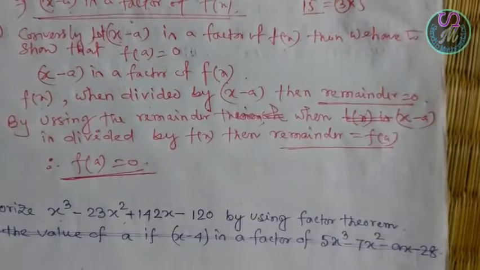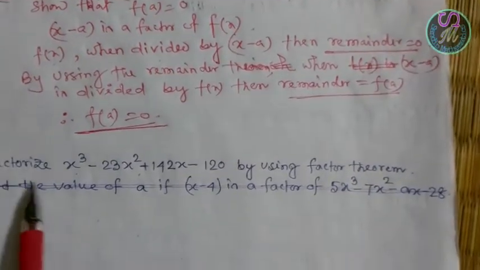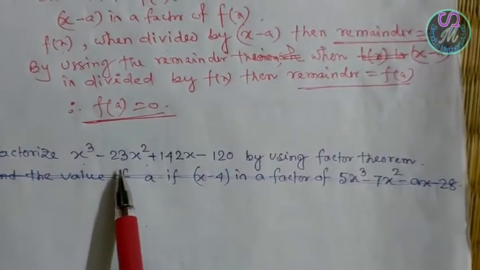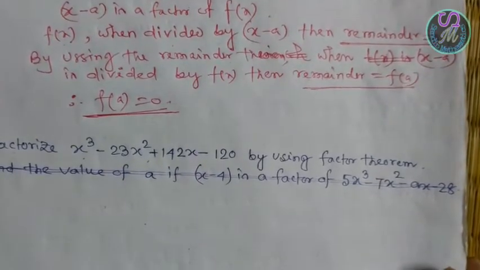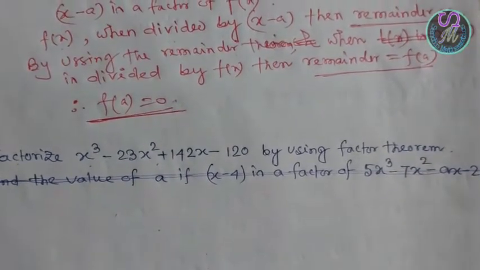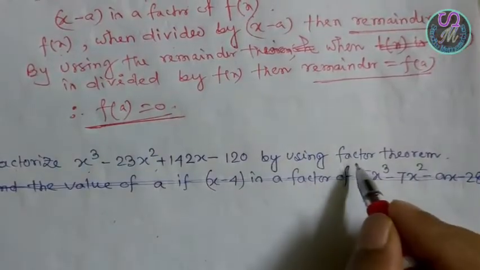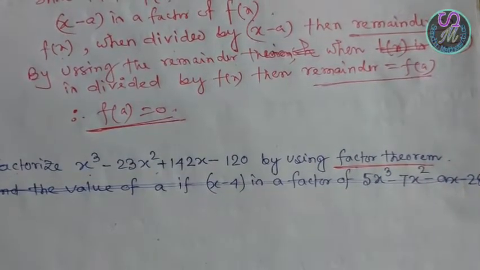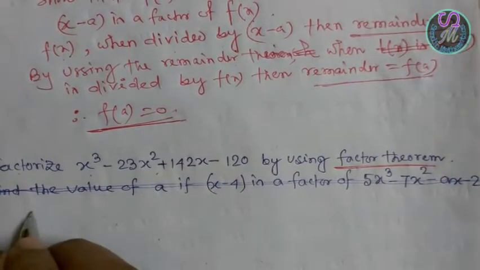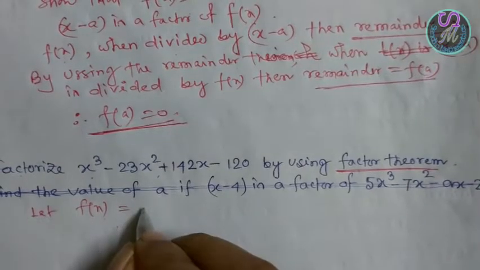Now let us consider another example. Factorize x cube minus 23x square plus 142x minus 120 by using the factor theorem. Okay, so by using the factor theorem, this is the polynomial.